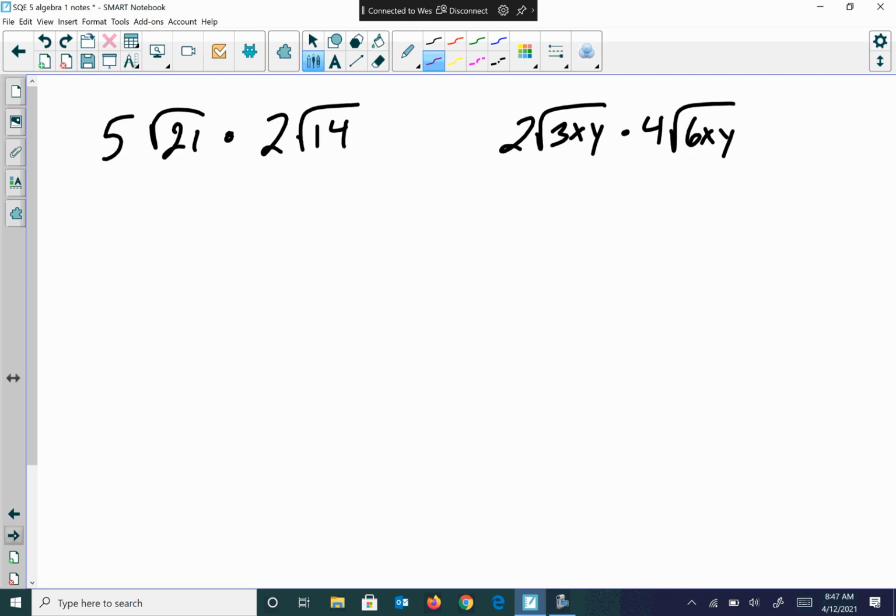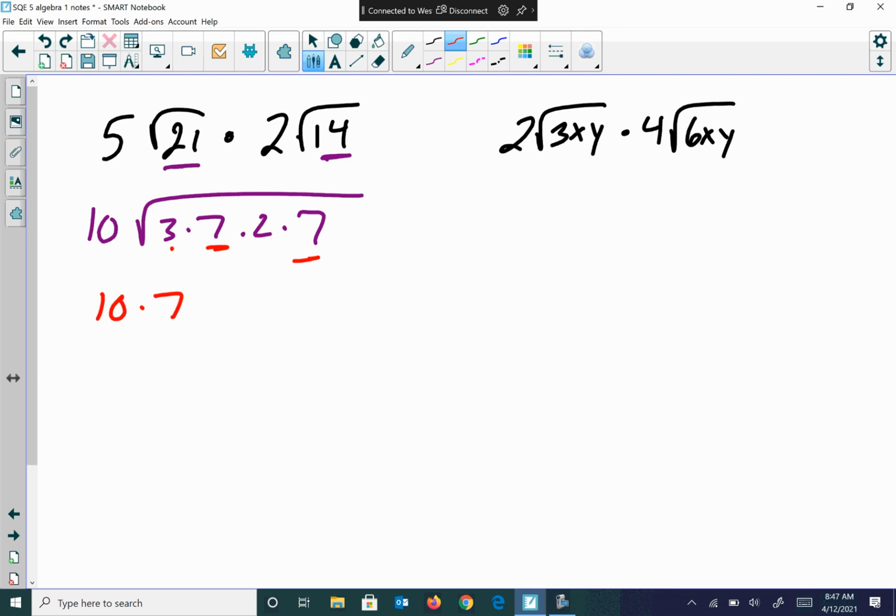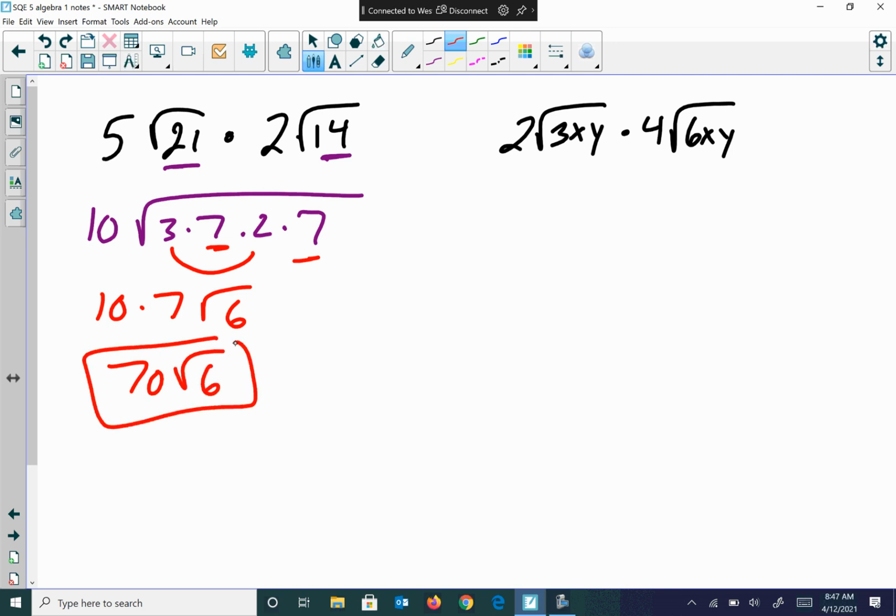All right, hey, we're back to multiplying. Okay. 5 times 2 is going to give me the 10. But I'm going to break 21 up to 3 times 7. And I'm going to break 14 up to 2 times 7. So this is kind of what we've been doing. The 7's come out because 7 times 7 is 49. Square root of 49 is 7. And then I have left behind 3 and 2. So outside I have 70 root 6. Problem done. So that's like so last week, dude.